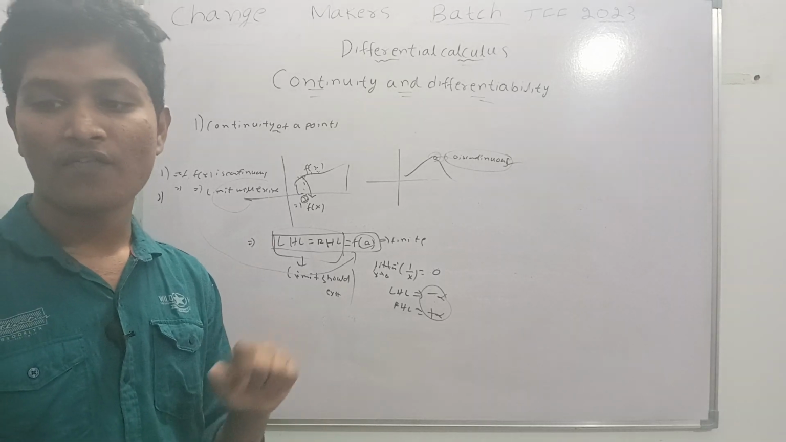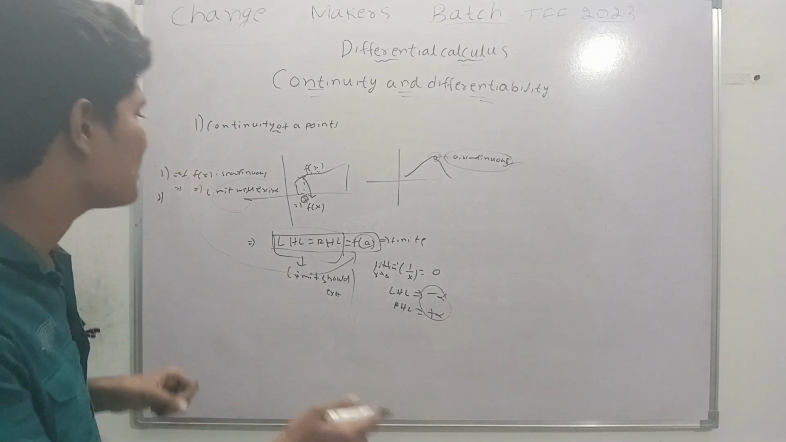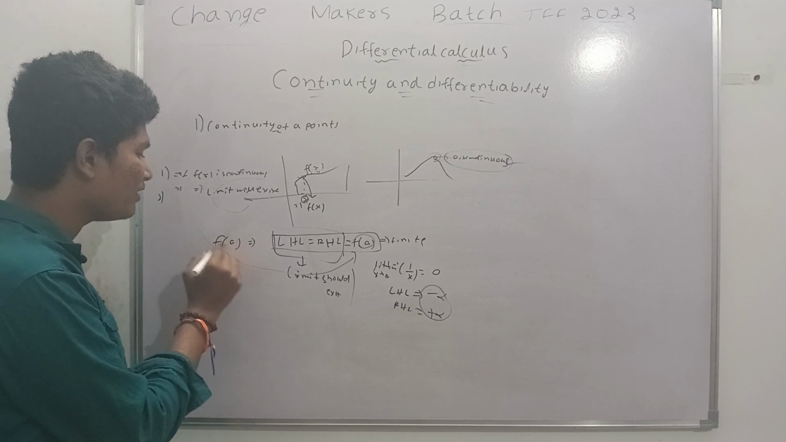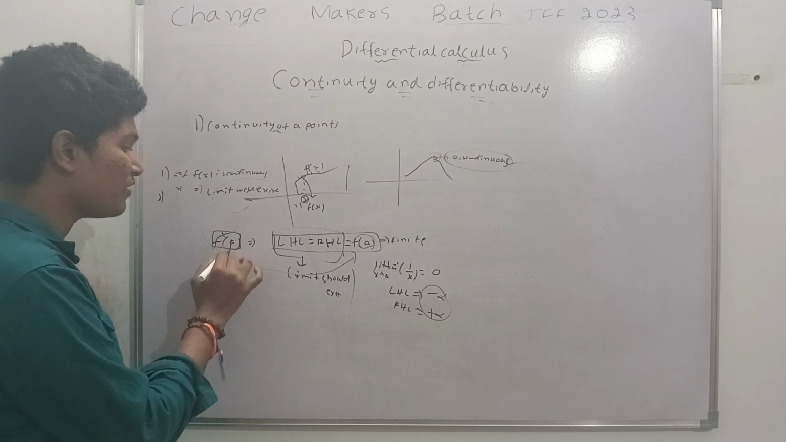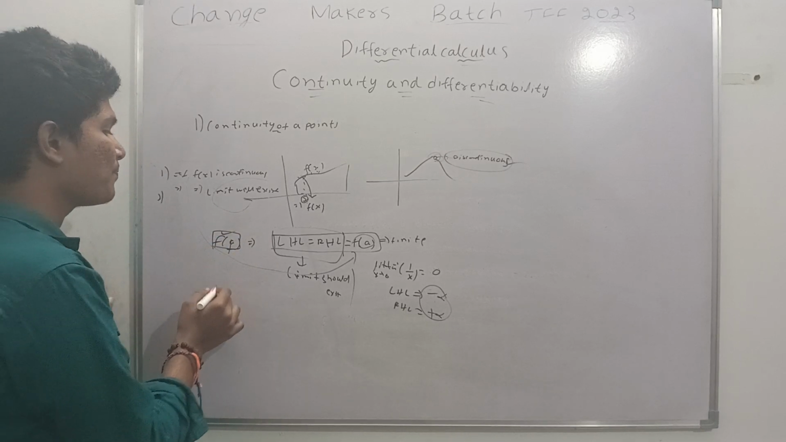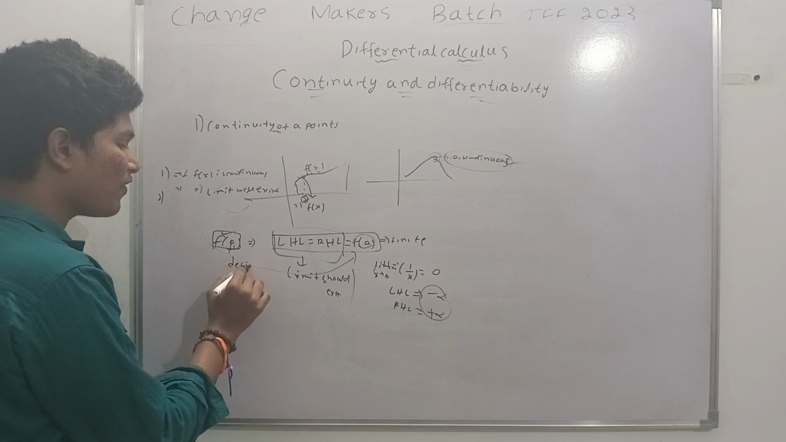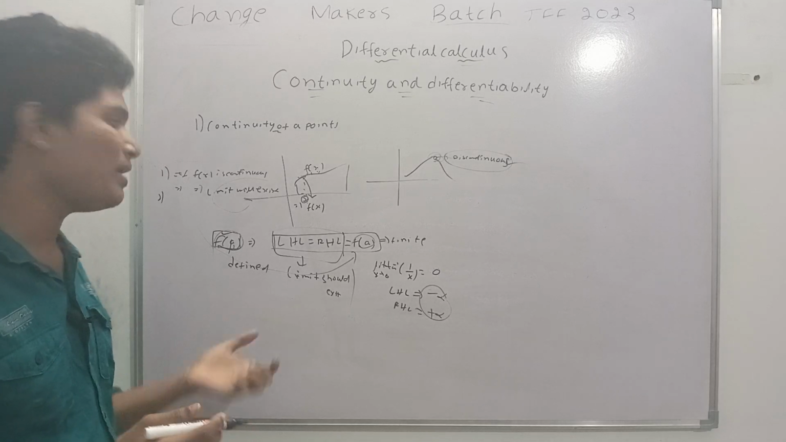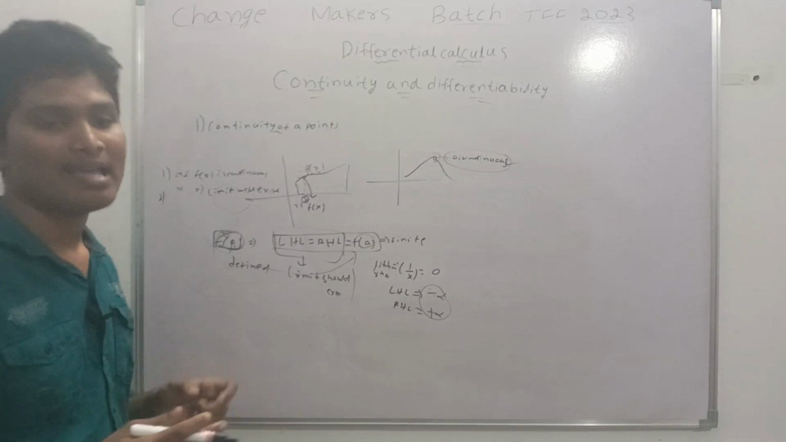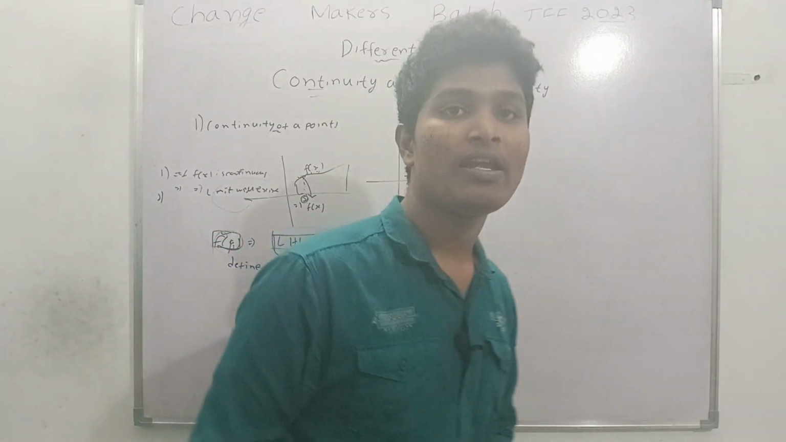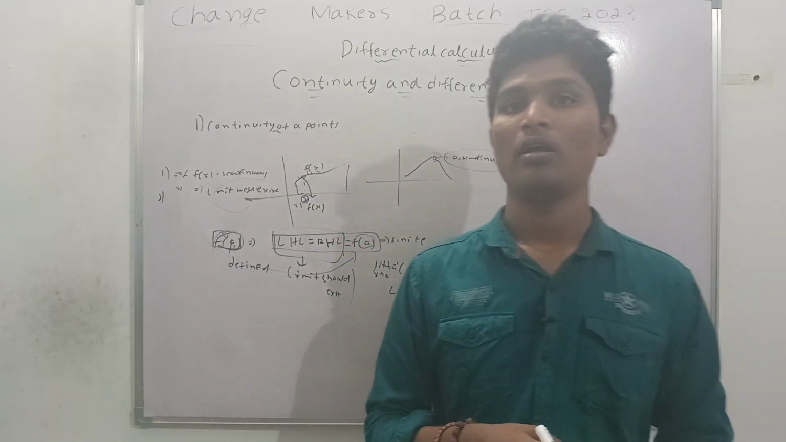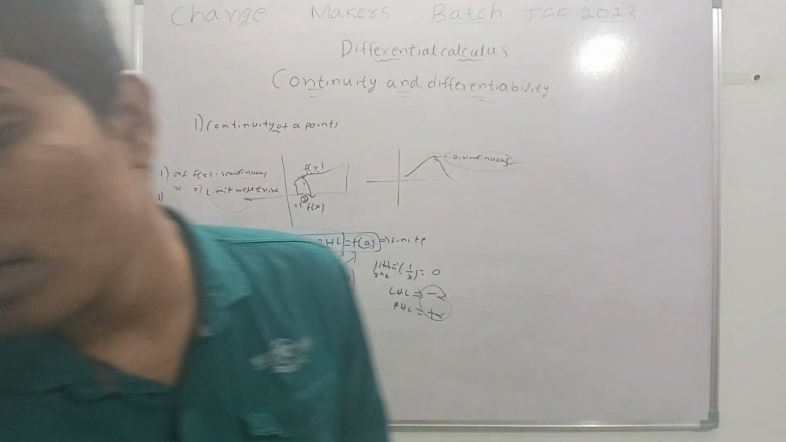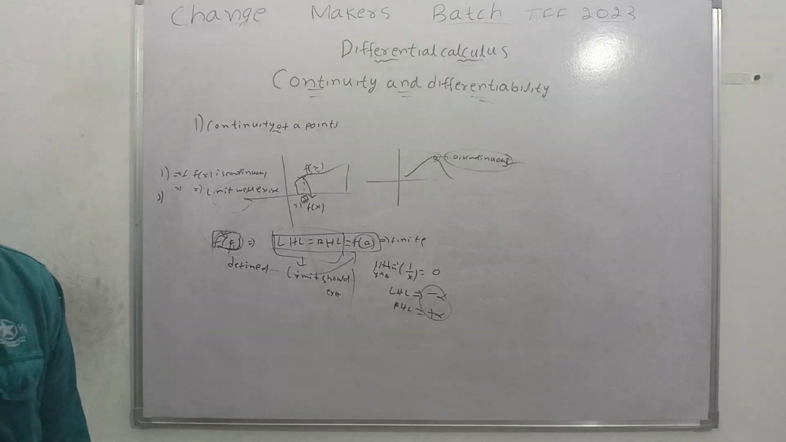Also, if f of x is continuous, then f of a, the function value at this point a, is defined. But if f of a is defined and well defined, and it has a value, then we cannot say that it will be continuous. We have to check here.